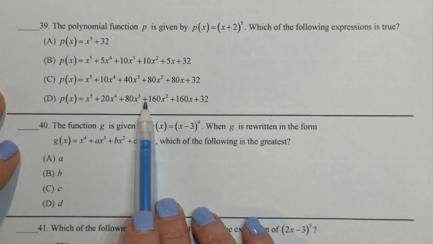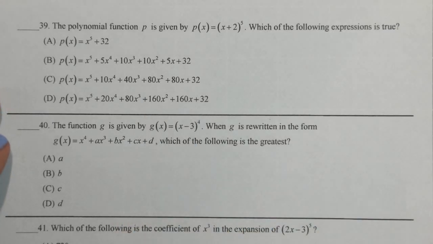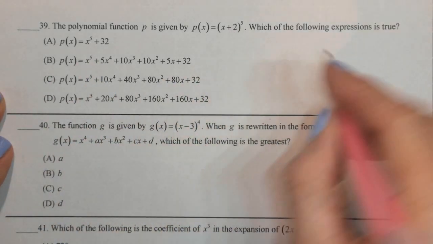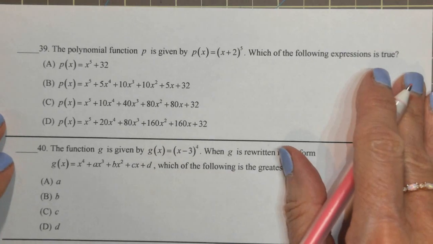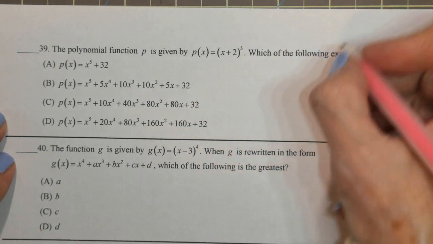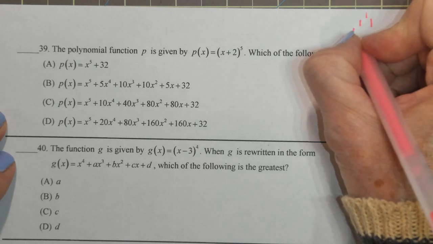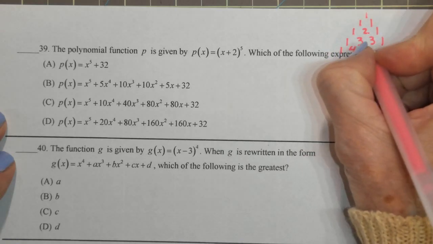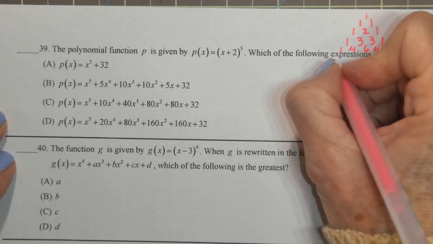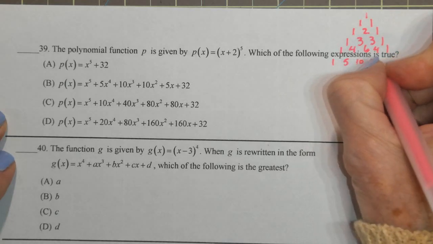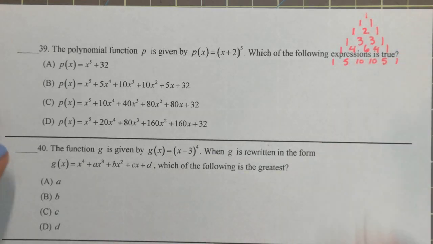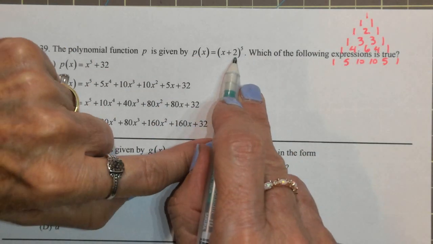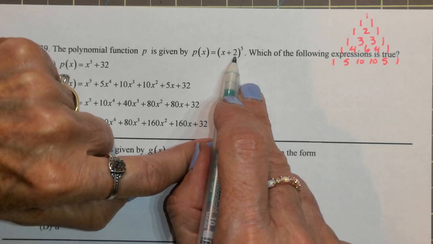And clearly they have expanded it, so we need to expand this. Since we want the full expansion, I'm going to use Pascal's triangle. I'm going to come up here and create Pascal's triangle to leave me lots of room down here. So 1, 1, 1, 1, 2, 1, 1, 3, 3, 1, 1, 4, 6, 4, 1, 1, 5, 10, 10, 5, and a 1. Those are my starter coefficients. I say starter because that 2 is going to have an effect on my final coefficient.